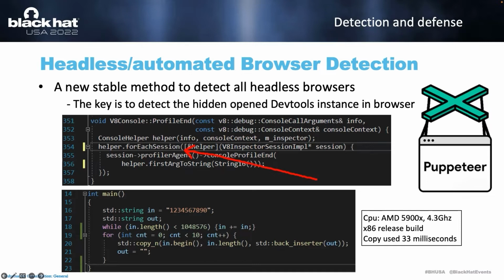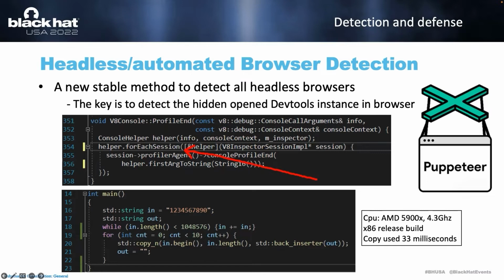Let's look at the second picture first. There's a simple memory copy operation written in C++. It loops 10 times and copies a long piece of data into a variable. It took 33 milliseconds on my desktop computer CPU. If we can force a memory copy operation through JavaScript, but this code is only executed when the browser has a DevTools instance, we can detect whether we are in a headless browser by the time delta.